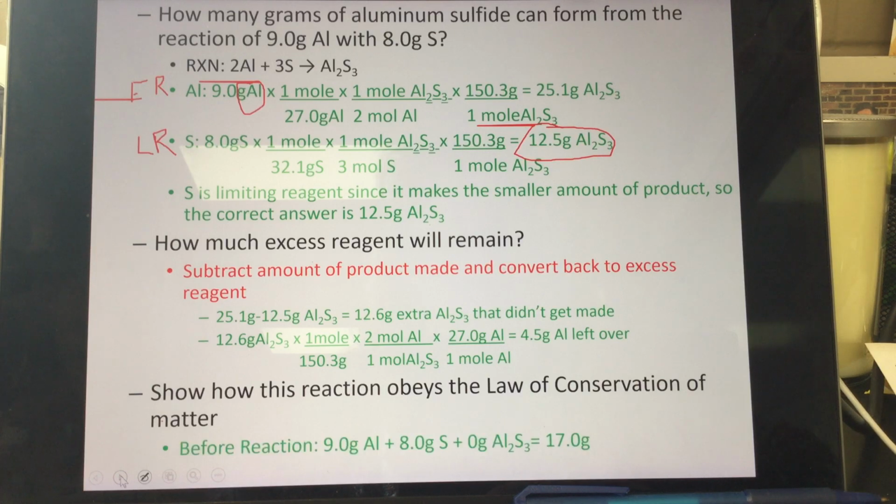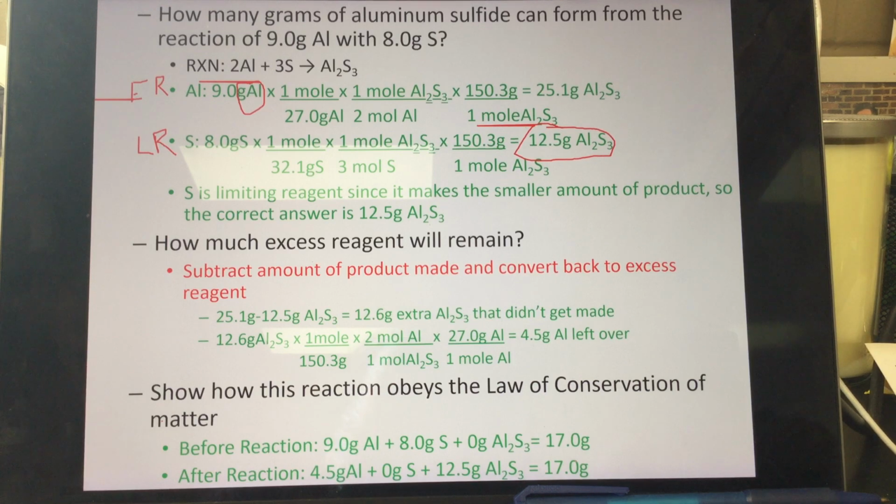So before the reaction started, we had 9 grams of aluminum, 8 grams of sulfur, and no product, for a total mass of 17 grams. And then after the reaction, we had 4.5 grams of aluminum remaining, no sulfur because that was our limiting reagent, it was completely gone, and then we made 12.5 grams of aluminum sulfide. So, ta-da, that ends up with 17 grams as well. So you can see, even though we have different numbers here, we still obey the law of conservation of matter.